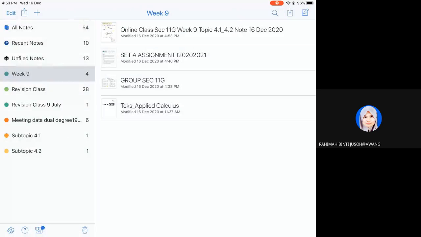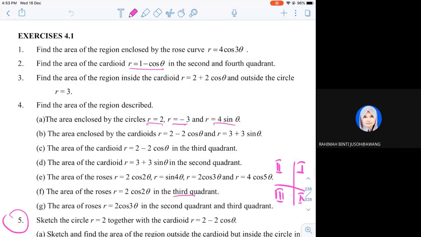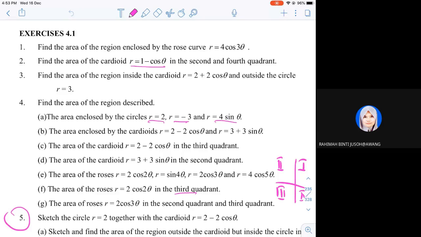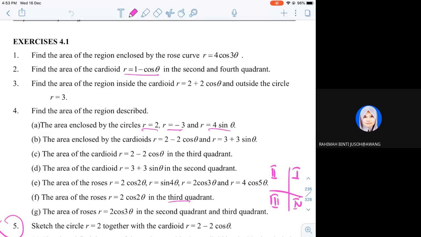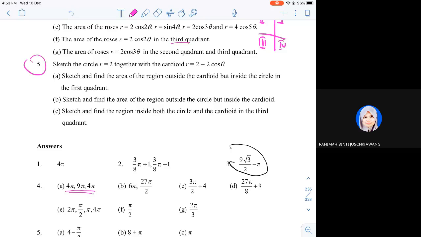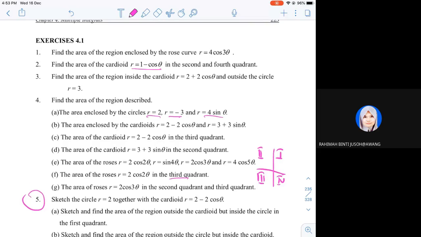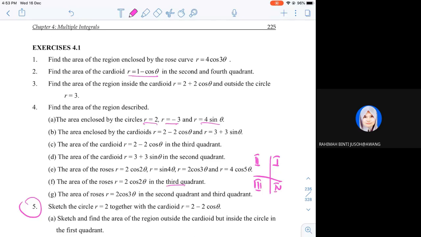Okay, next question. Find the area of the cardioid r equals 1 minus cos theta in the second and fourth quadrants. So guys, actually this question you have to calculate separately, because if you look at the answer, we have two answers, right? So in the second quadrant, of course, we know that this is the first quadrant, second, third, and fourth. So you have to identify the angle accordingly.